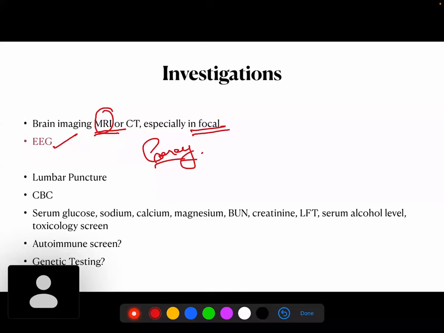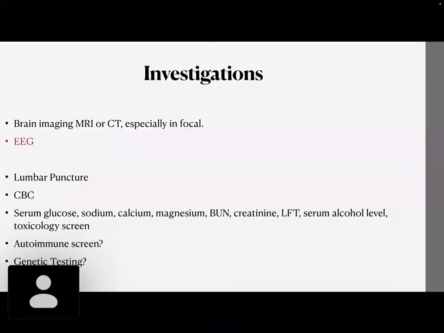EEG is recommended in all cases of first seizures in the USA. They basically say that if the patient does not have any known provoking signs, then you need to get an EEG, because that can tell you if the patient is likely to have more seizures or not at the particular time. We will discuss EEG a little bit further. If you suspect infection, lumbar puncture might be needed. You can go for a CBC, electrolyte and other screens as well, an autoimmune screen, and genetic testing in patients that you are really concerned about.